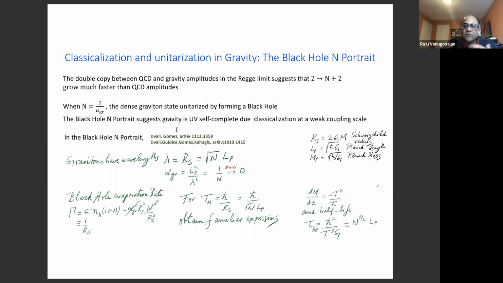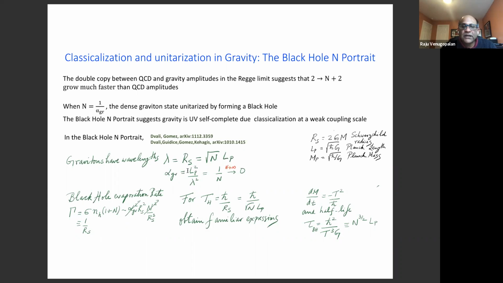And further, this has a remarkable implication, that this black hole picture of gravitons as highly occupied self-bound states is UV complete. So it unitarizes the cross section by itself without need for further UV physics, and this is because of this classicalization, this high occupancy, which is already at a weak coupling scale. In this picture, gravitons on this boundary have component wavelengths on the order of the Schwarzschild radius, which is given by square root of n, where n is this occupancy, times the Planck length. So it's a much larger scale than the Planck length.